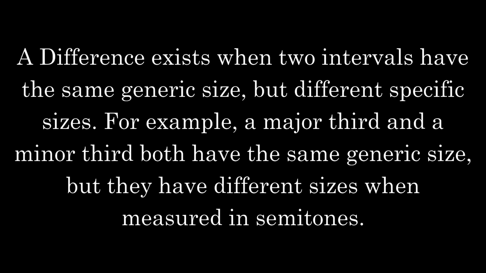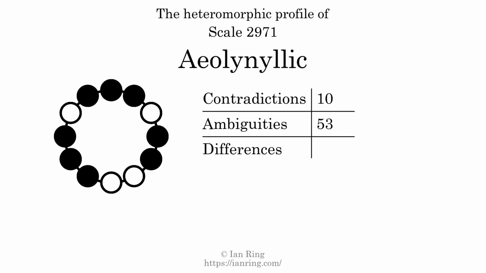A difference exists when 2 intervals have the same generic size, but different specific sizes. For example, a major third and a minor third both have the same generic size, but they have different sizes when measured in semitones. The number of differences in this scale is 129.